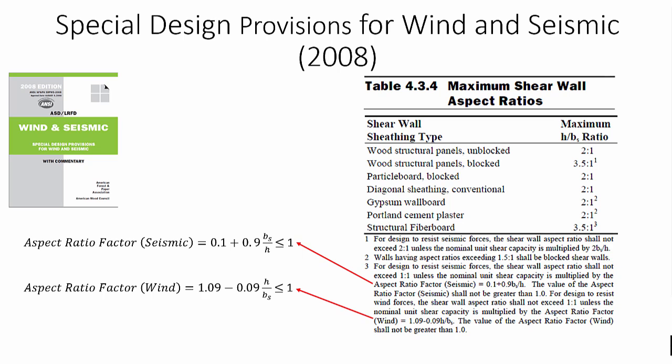Note 2 is the same as for wind design. For unblocked gypsum wallboard shear walls with an aspect ratio greater than 1.5 to 1, zero force will be allocated to the wall. Note 3 applies to structural fiberboard, and to resist the seismic forces, the aspect ratio shall not be greater than 1 to 1 unless it is multiplied by the seismic aspect ratio factor.